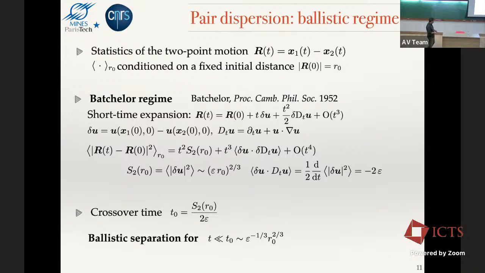So let me summarize this. Initially, you take two tracers separated by R0, and you look at how they separate in an initial regime. They just separate ballistically, with a velocity which is the typical velocity they had at initial separation R0, the typical velocity increment at this separation R0. And they do this for a time which is like the turnover time associated to this scale R0. Okay? So this is the first regime.